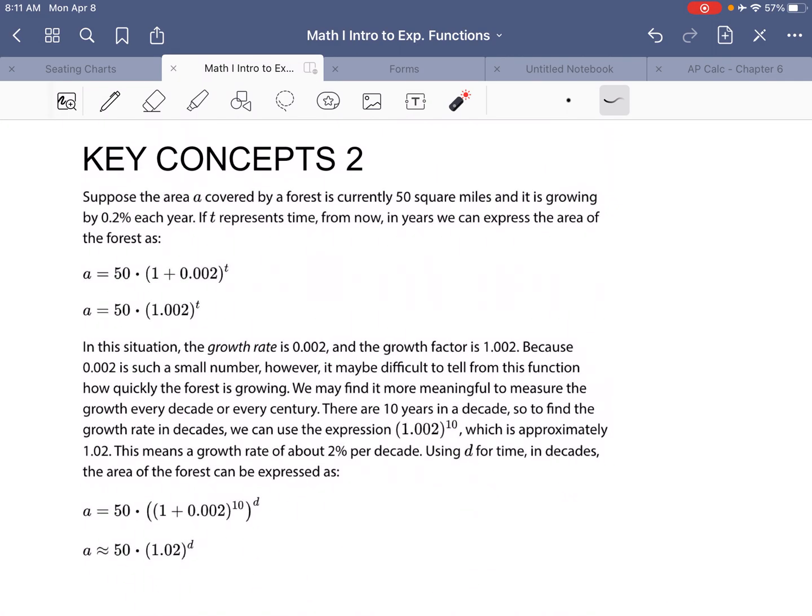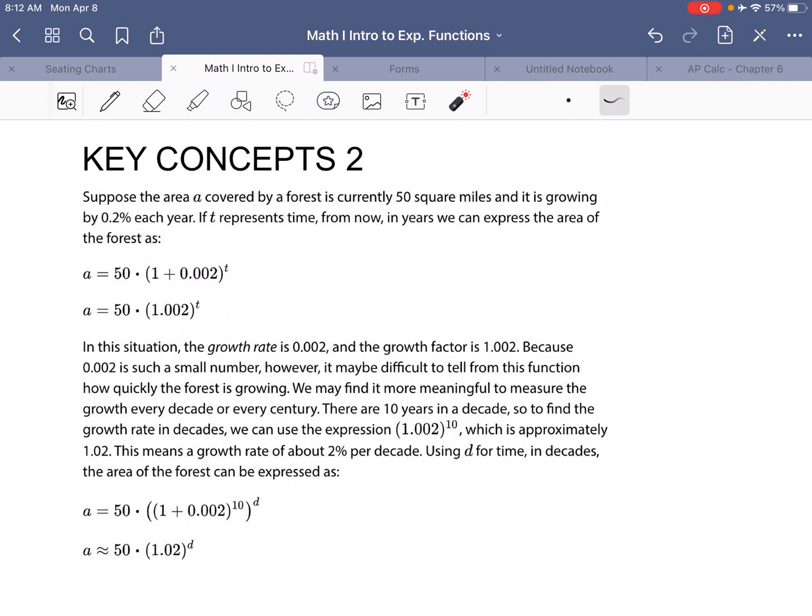Now, suppose the area A covered by a forest is currently 50 square miles and is growing by 0.2% each year. 0.2% as a decimal is 0.002. If t represents time from now in years, we can express the area in two different ways. 1 for 100% of our area covered by a forest, plus 0.002 each year, or 1.002 to the t power for the number of years.